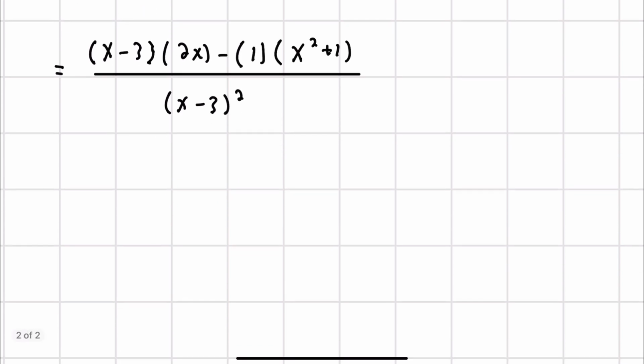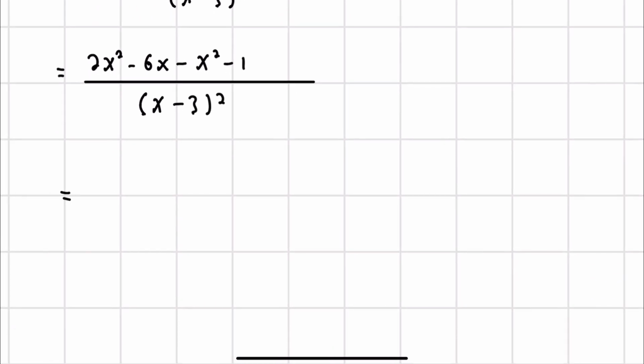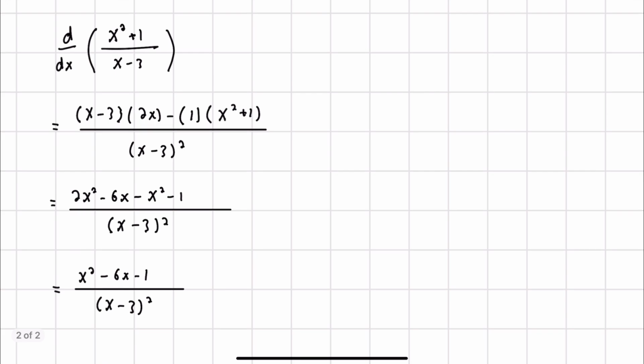And let's expand everything. So this could be rewritten as 2x squared minus 6x minus x squared minus 1 over x minus 3 squared. And this could be simplified to x squared minus 6x minus 1 over x minus 3 squared. And here will be our final answer.